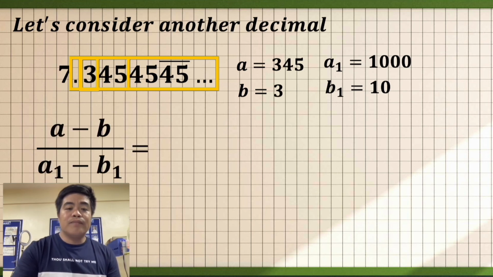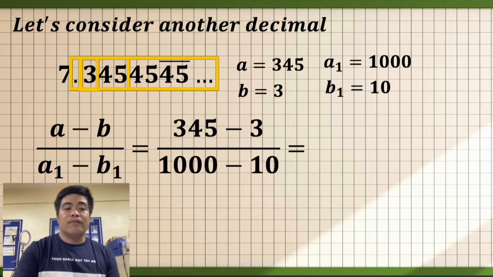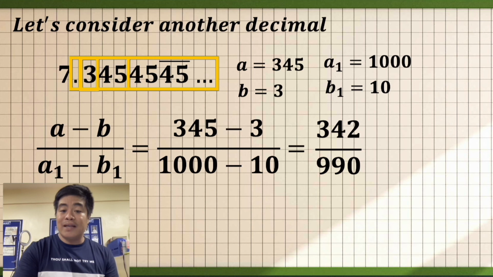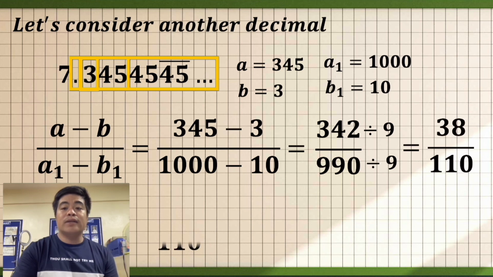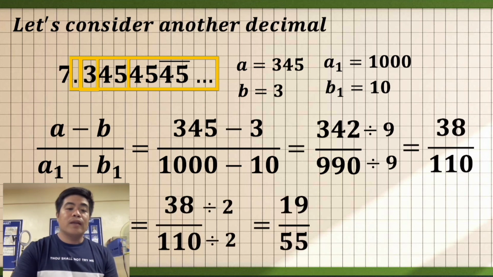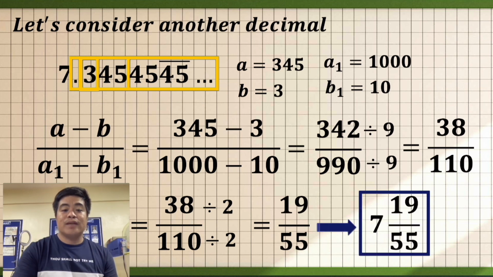So, using the formula a minus b over a sub 1 minus b sub 1, substitute. So 345 minus 3 over 1,000 minus 10. So 342 over 990. You can divide the numerator and denominator by 9. Of course, 3 plus 4 plus 2, that's 9, divisible by 9. 990 is divisible by 9 again. So you can have 38 over 110, still divisible by 2. You can divide the numerator and denominator by 2. So you have 19 over 55. So that's 7 and 19 over 55.